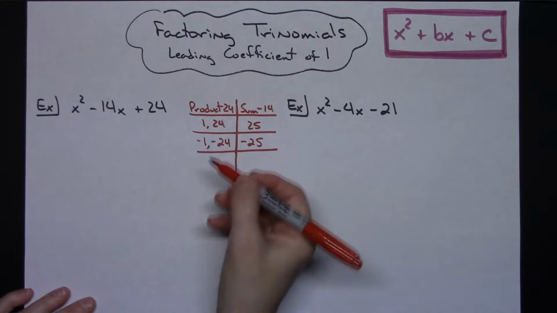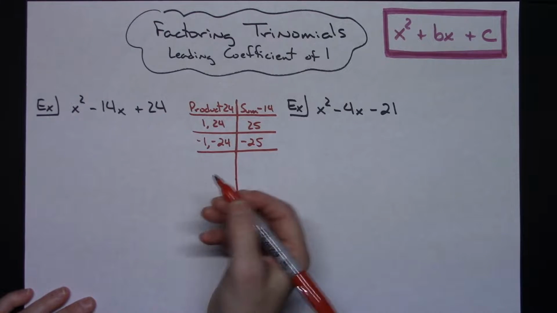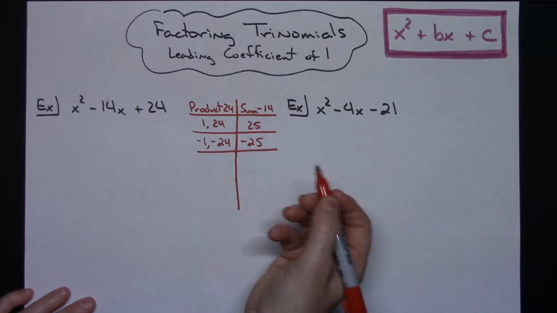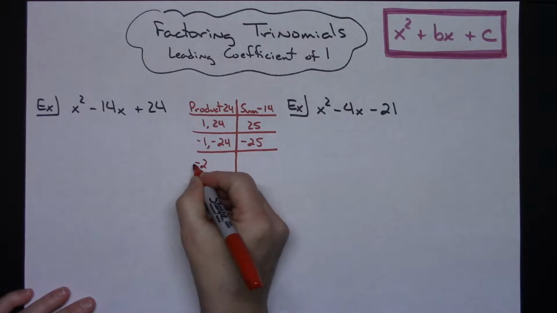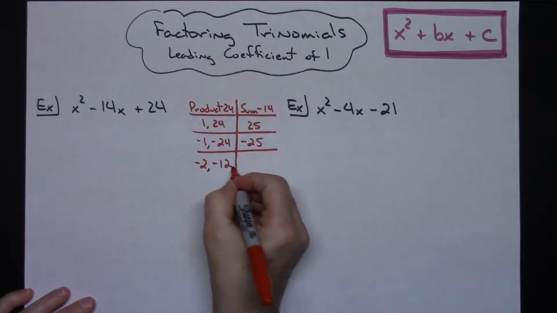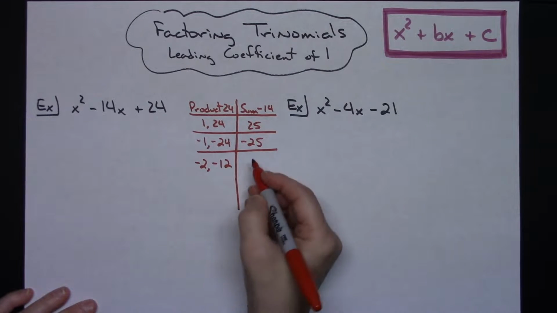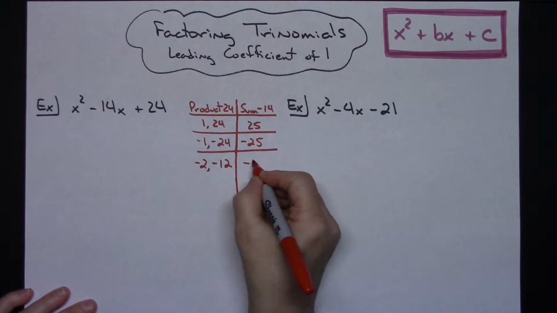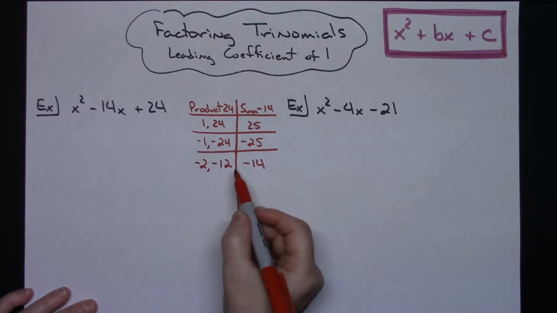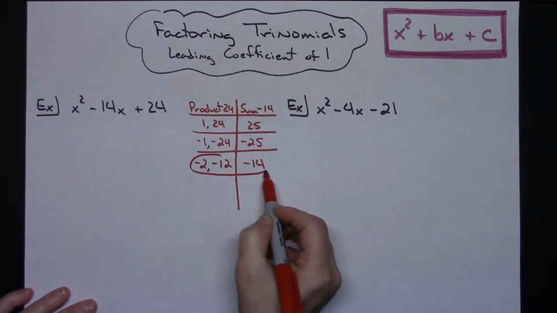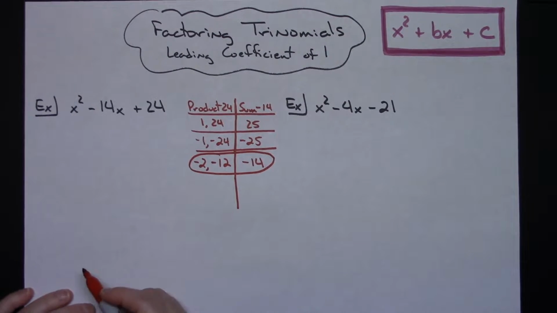So there was 1 goes into 24, negative 1 goes into 24. Since I know I need negative, let's go with negative 2. So a negative 2 times a negative 12 is going to multiply to a positive 24. When I add going across, I get the negative 14, which is what I need, which means these are the factors that I'm going to use.